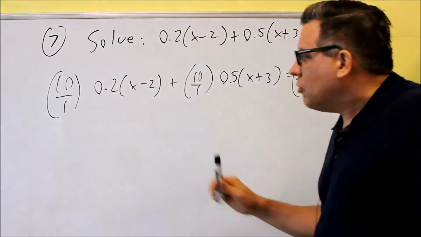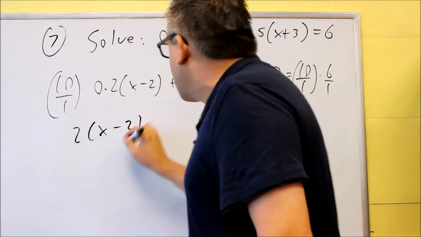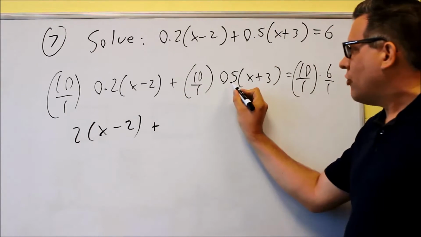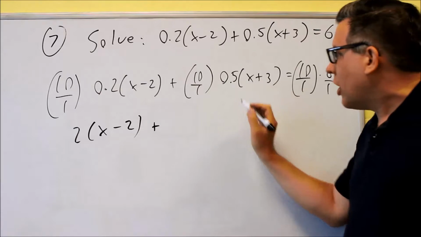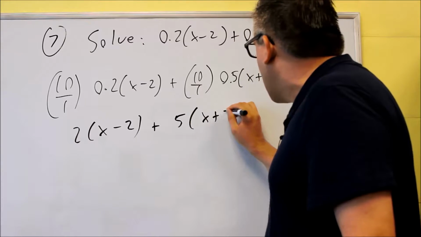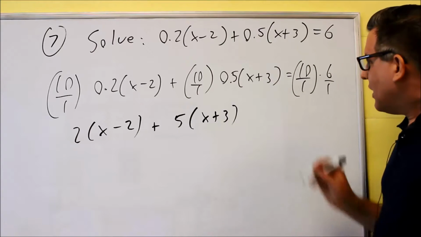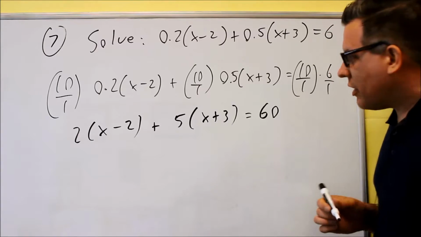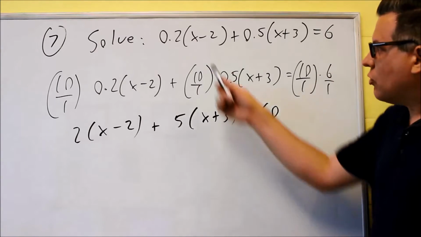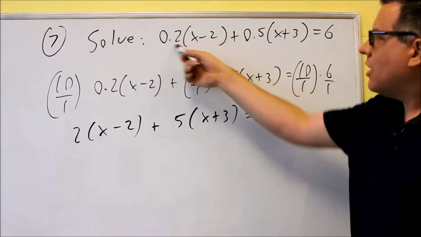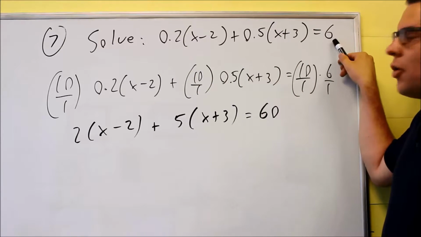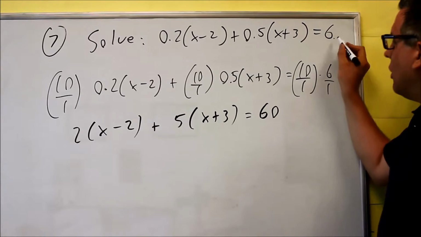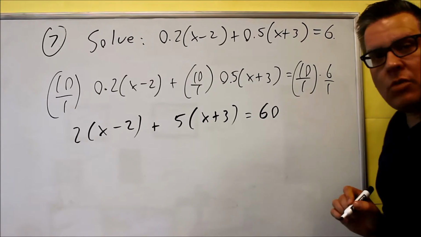10 times 0.2 moves the decimal place over, and now it's just going to be 2 times x minus 2. Next, I'm going to take 10 times 0.5, that'll move that decimal place over one place to the right, and I'll get a 5. So 5 times x plus 3 I have there. And then don't forget to do 10 times 6, and you get 60. Now I've gotten rid of all the decimals. Because I multiplied by 10, I moved the decimal place over one place. Notice the decimal place also got moved over here by 6. The decimal place was originally there. If I move it over one place, that's why it became 60.